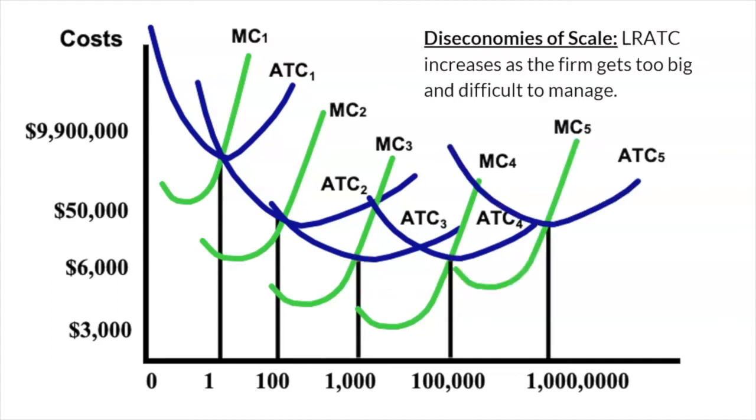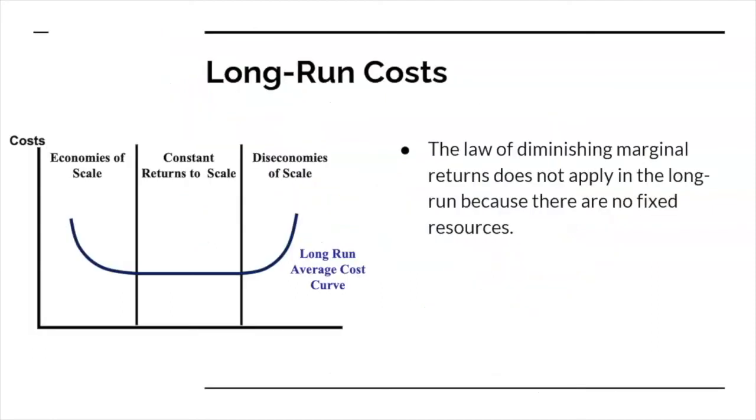And so obviously, the next part is when our long run ATC starts to increase again. Well, here it's just when companies are increasing in size and range, all of a sudden the firm gets too big and difficult to manage. There are unforeseen costs. For example, you have to hire more managers, you have to hire more workers. There's a lot of unforeseen costs, which causes our short run ATC to increase and increase and increase, as we see on the screen. And so here, where is our long run cost?